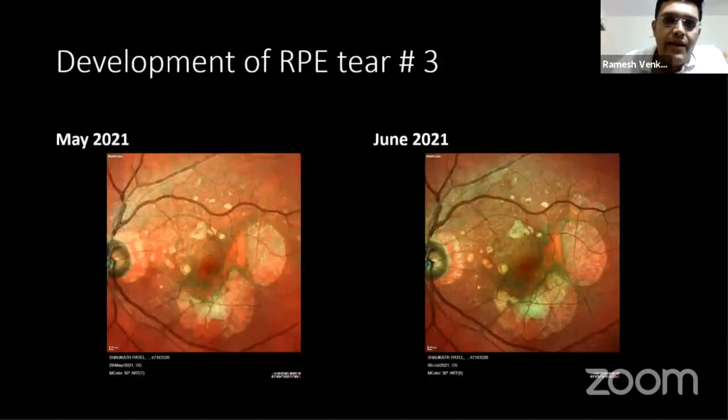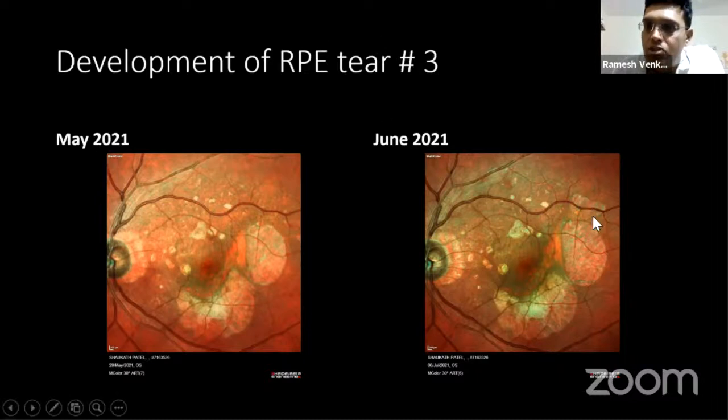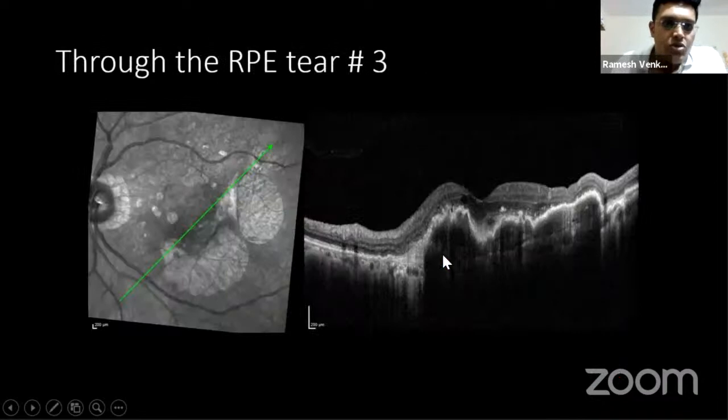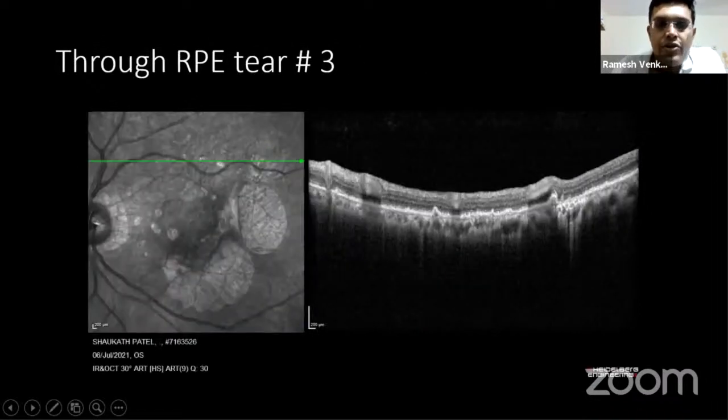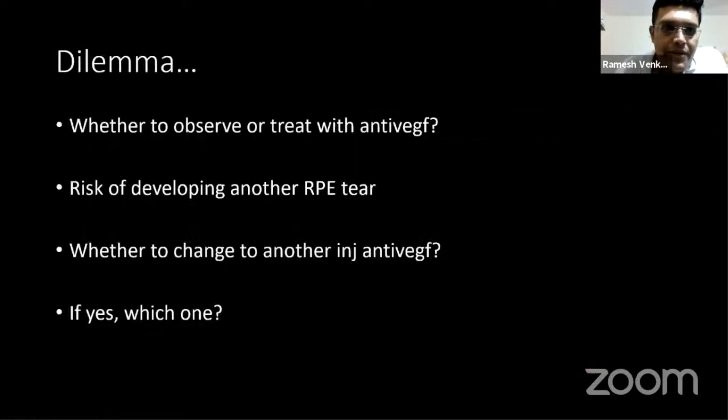And this is what we found in June 2021, that is after the second injection. We found that there was a development of the third RPE tear, which was along the superior arcade, quite distinct and separate from the remaining 2 RPE tears, but all along the same meridian in the same direction. So this was the scan going through the third RPE tear, and these are the horizontal scans going through that RPE tear.